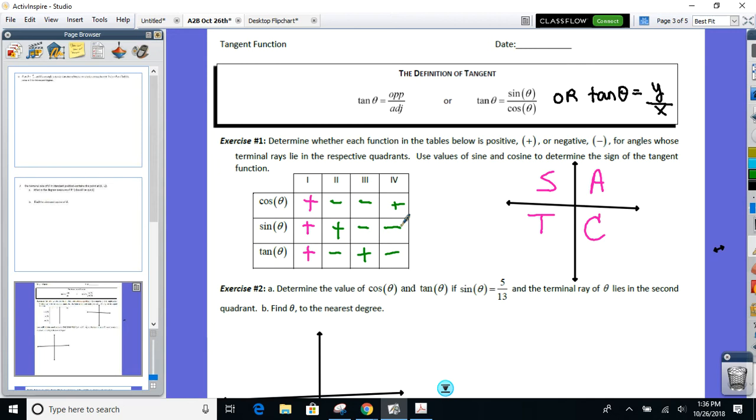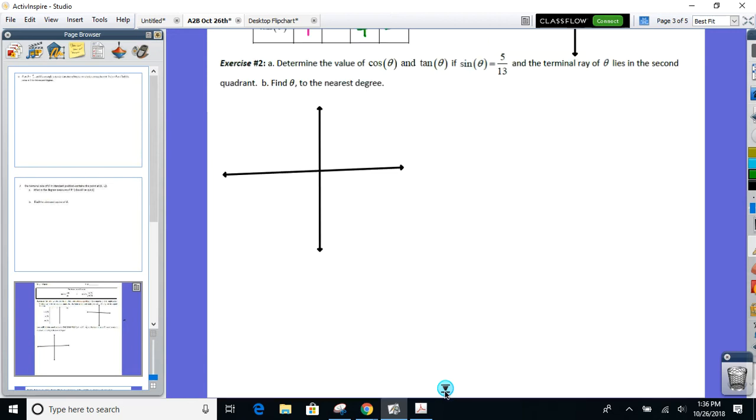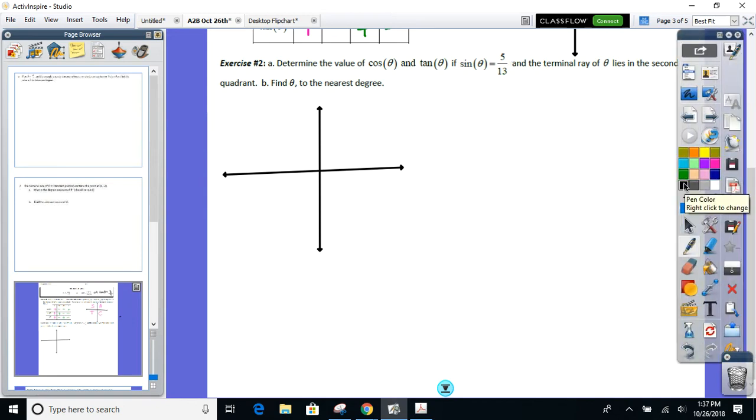Okay. All good. So let's do what we did yesterday in making the triangles in the different quadrants, but now let's find tangent as part of it. In this next problem, I'm giving you that sine is 5 over 13, so 5 and 13 are going to go somewhere on the triangle. What quadrant are we going to make it in? Second quadrant. Go ahead and make your triangle in quadrant 2 right now. Remember the bow tie if you forget how to make it.